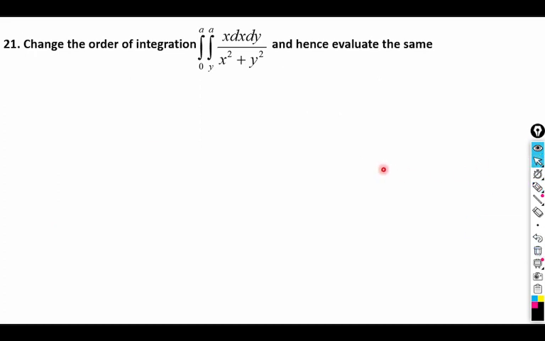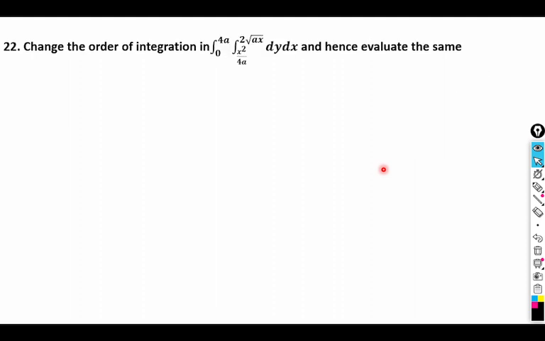Four more examples. Example 22 now. Change the order and evaluate. We'll focus on the limits first.